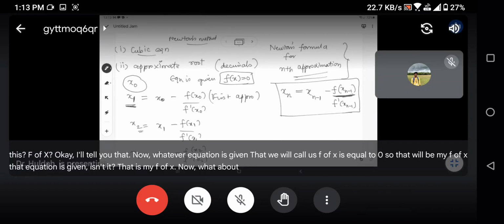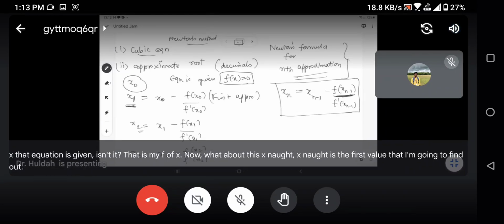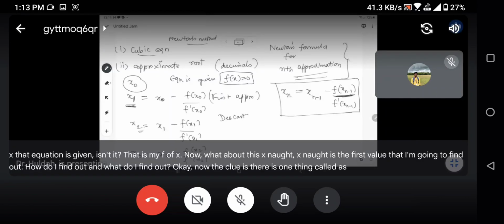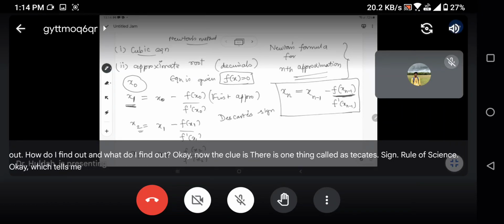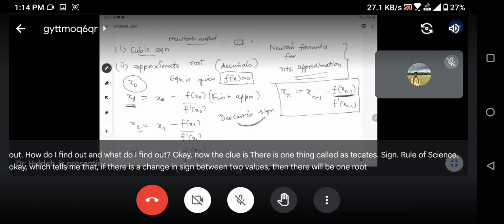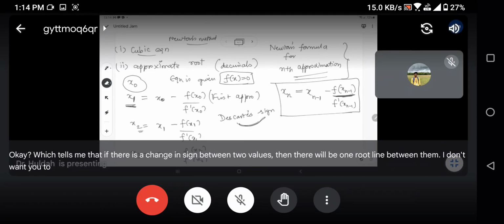Now, what about this x naught? X naught is the first value that I'm going to find out. How do I find it out and what do I find out? Now, the clue is there is one thing called Descartes' rule of signs, which tells me that if there is a change in sign between two values, then there will be one root lying between them. I don't want you to confuse it because you might understand or may not understand.